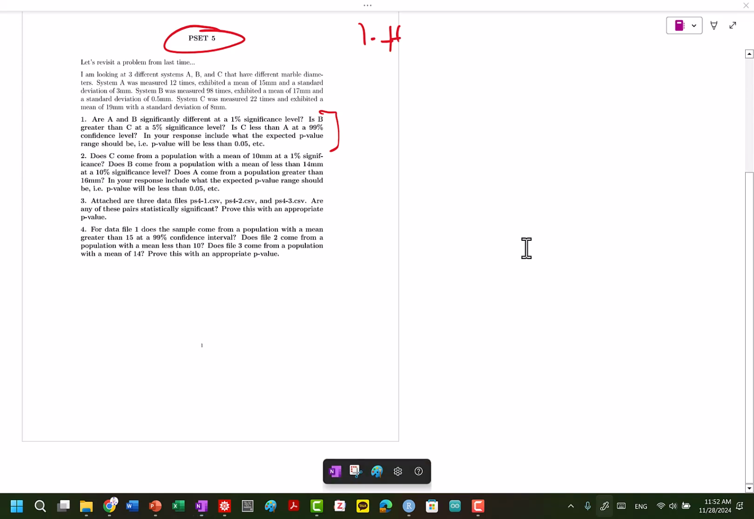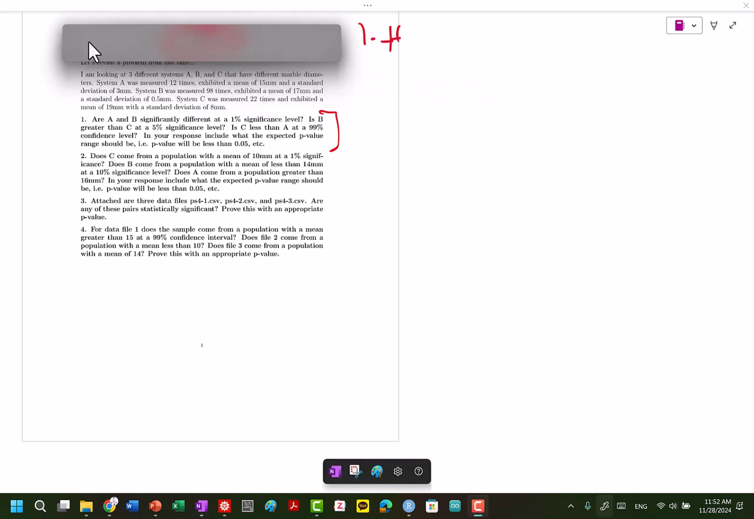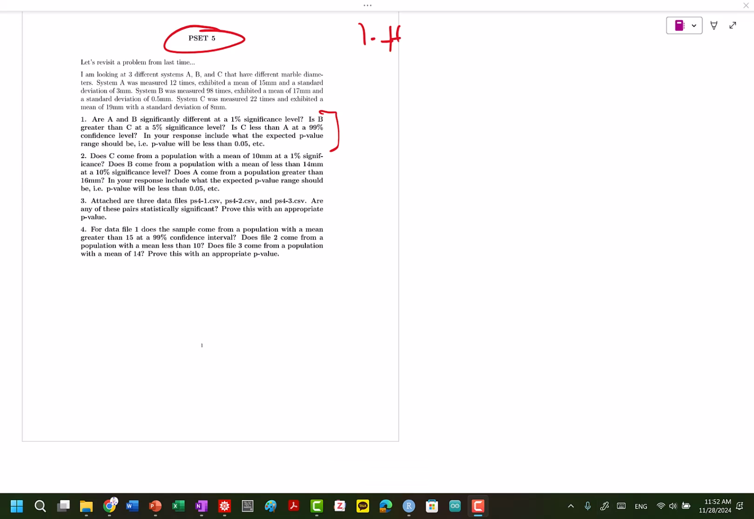So when we're looking at this first question, are A and B significantly different at a 1% significance level? This is a t-test comparison between two samples, so we're going to be using our huge, nasty equation. Our null hypothesis is basically mean of A is equal to mean of B. Our alternative is that they're not equal. Since it's a two-tailed test, we're going to be using alpha over 2.